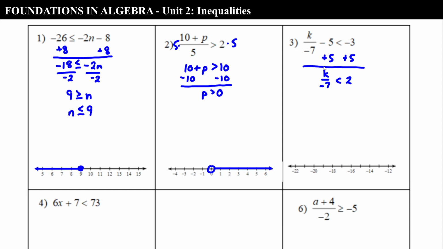And then we're going to multiply each side by negative 7. Now, because we're multiplying each side by a negative, we're going to have to flip the sign. So k is greater than negative 14. So now we have an open dot at negative 14, and we're going to graph to the right.